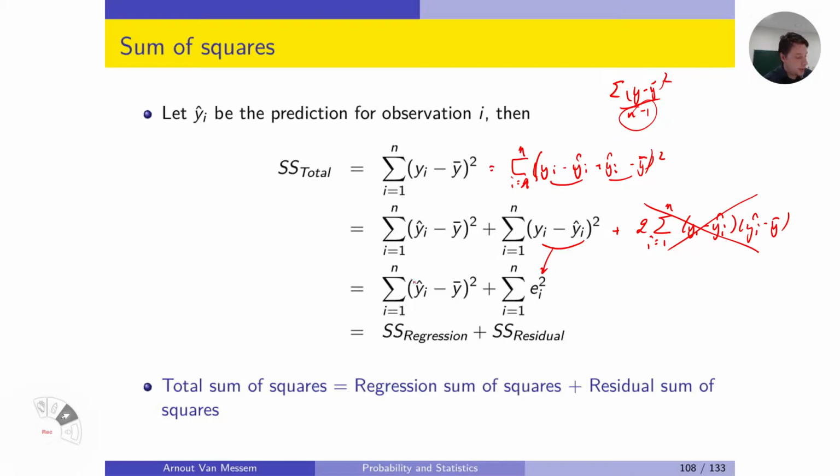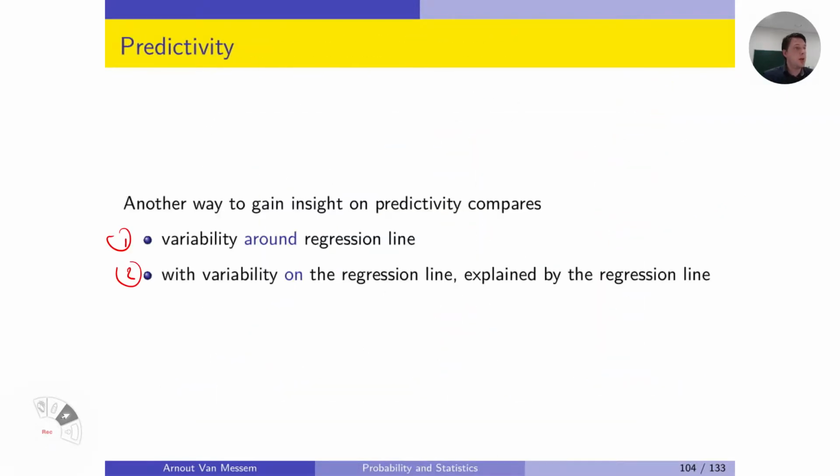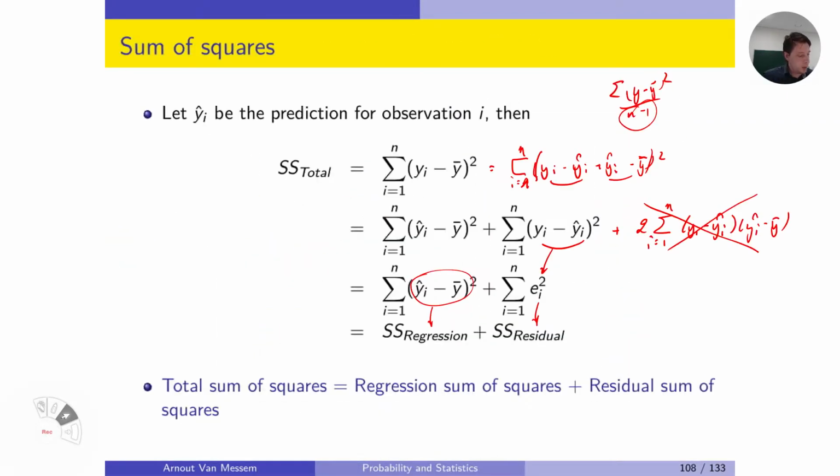And this one looks at what my prediction is. So what is the point on the regression line? And it compares it to the center. So this is the variability on the regression line. This is the variability around the regression line. So this is what we called before type 2 variability. And this is type 1 variability. And so what we see is that the total sum of squares is equal to the regression sum of squares and the residual sum of squares.